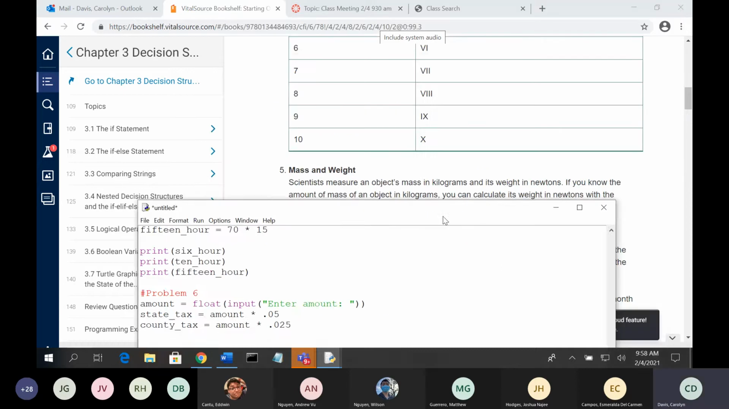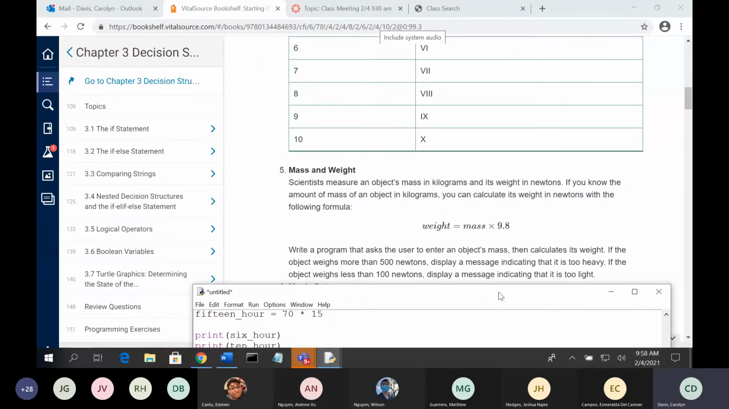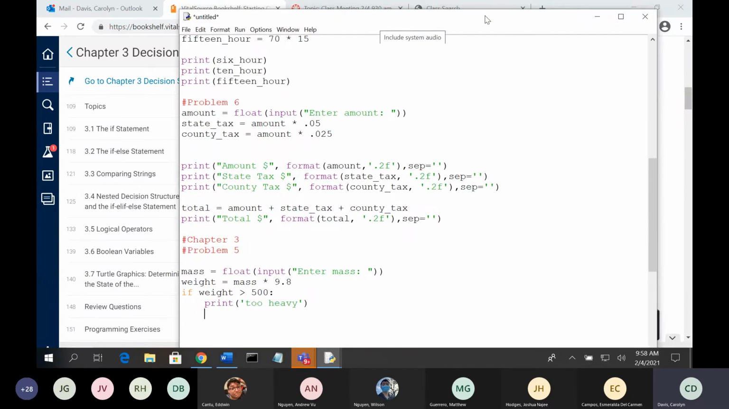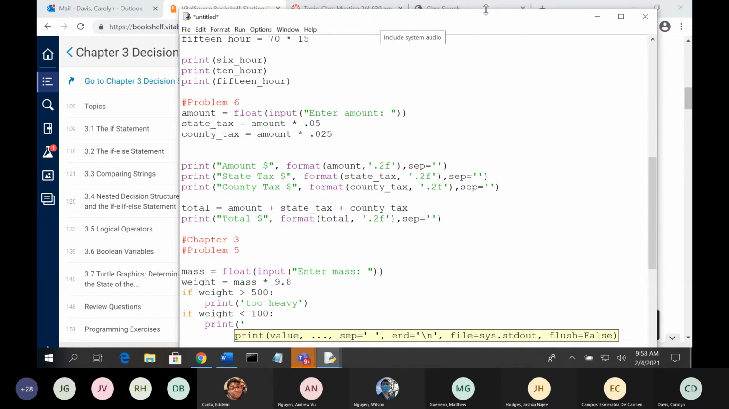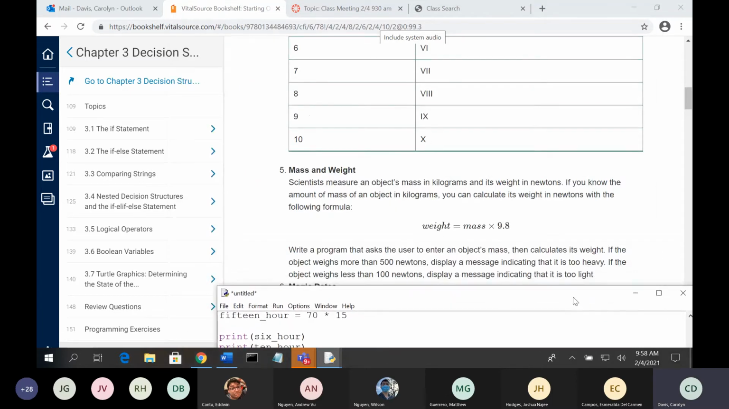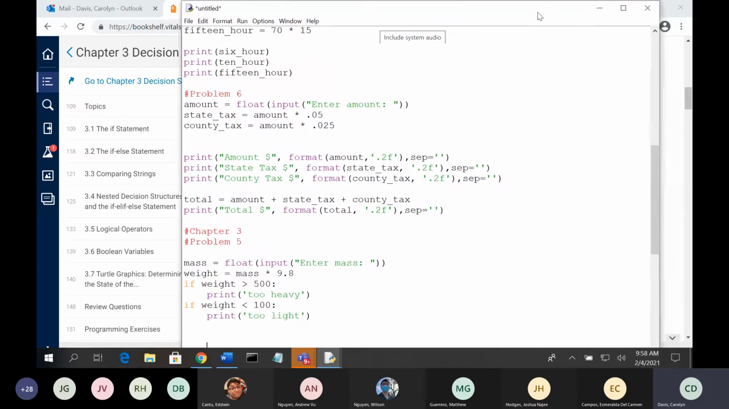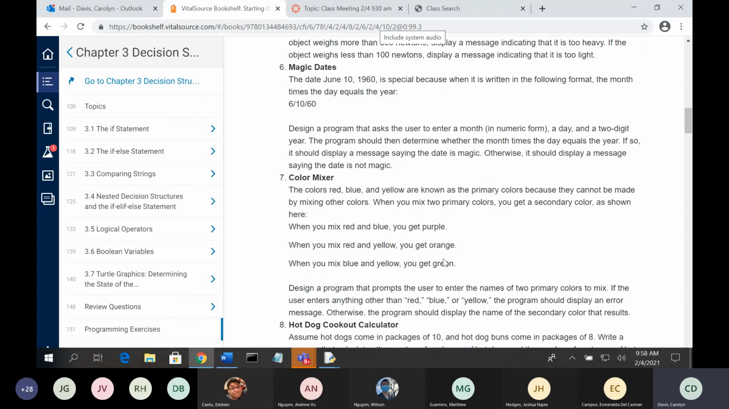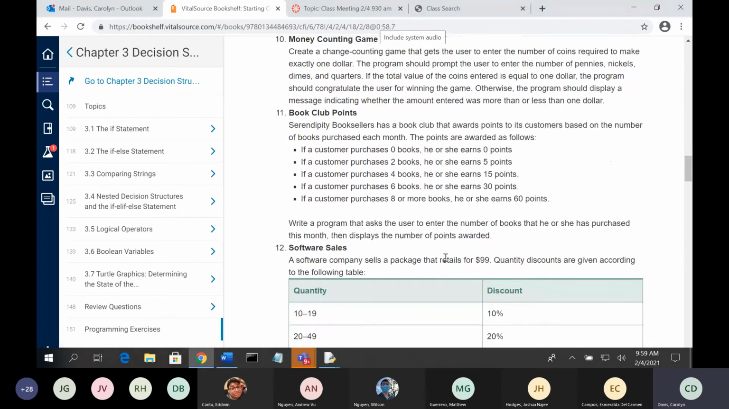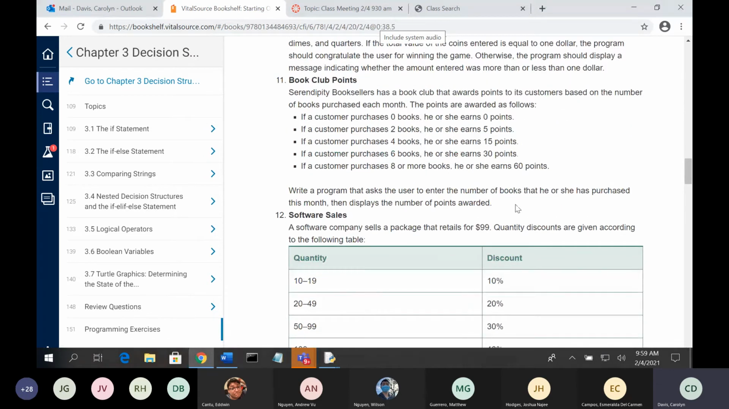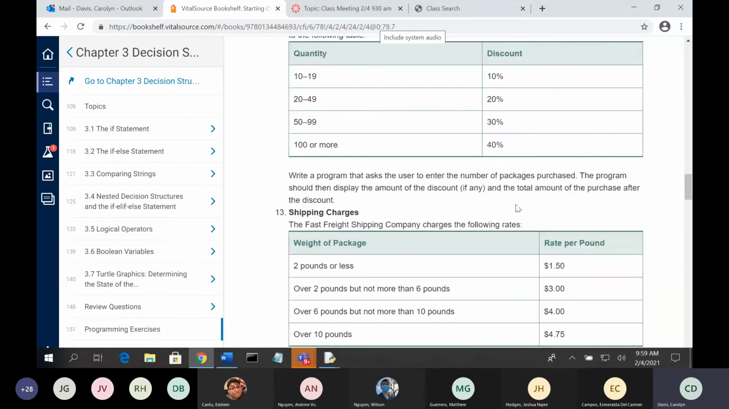And what else? If the object weighs less than 100, display too light. Now notice when this one was written, he wrote 2 separate if statements, so that's basically what I did too. Okay. And there's 5. And then it was 11, 12, 13. And we did those last time on the worksheet. So we've done 11, 12, and 13 as well.